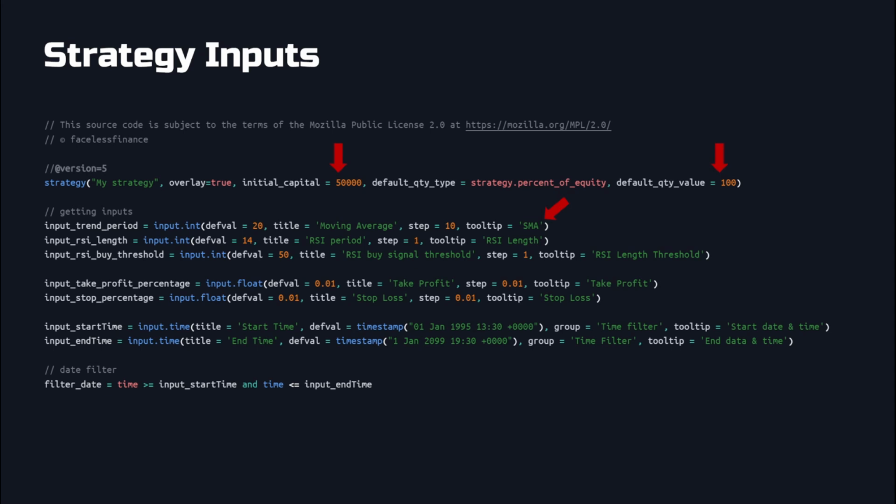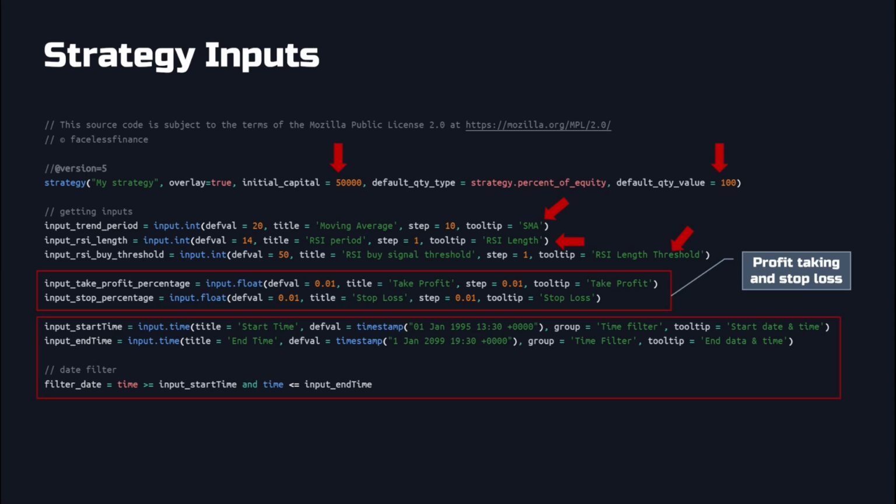20 bars. The input RSI length and the input RSI buy threshold are the inputs for RSI measurement, and specific RSI level for entering the buy signal. We will explain details of RSI in a minute. Next, we have the input for the percentage of taking profit amount, and the percentage of stop loss in case the trading goes against our favor. We also have a start and end time, within which the strategy will be active.